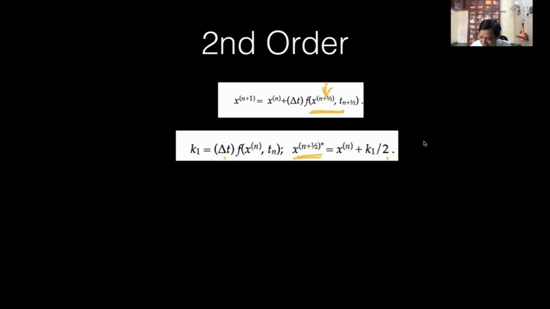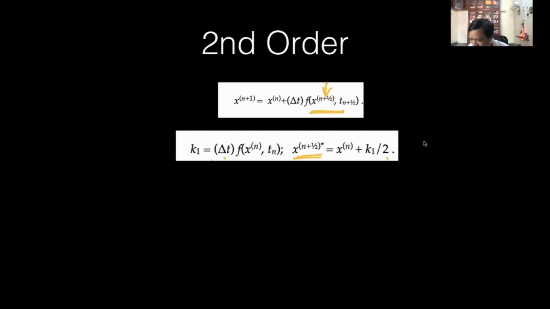Now I substitute it here. So the corrector step is this. I just substitute here, and I get xn plus 1. Okay, so this is second order accurate, so error is delta t cubed per step. Okay, and its stability region is exactly the same as what we did before for predictor-corrector.